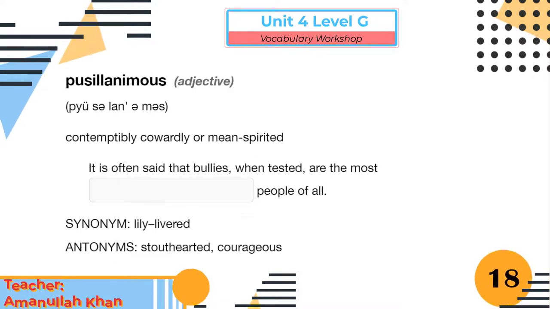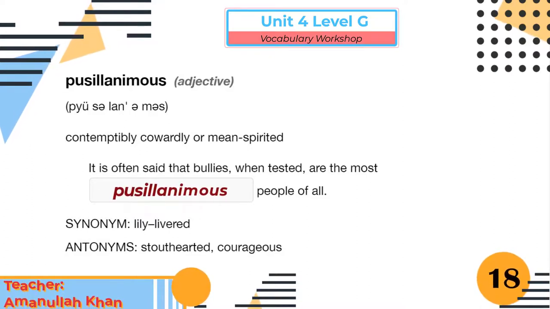Pusillanimous. Pusillanimous is an adjective meaning contemptibly cowardly or mean-spirited. Here are a few ways in which pusillanimous can be used. The former heavyweight champion disappointed the crowd with his pusillanimous performance in the boxing ring. The teacher was fired for reinforcing the pusillanimous behavior of the class bully.